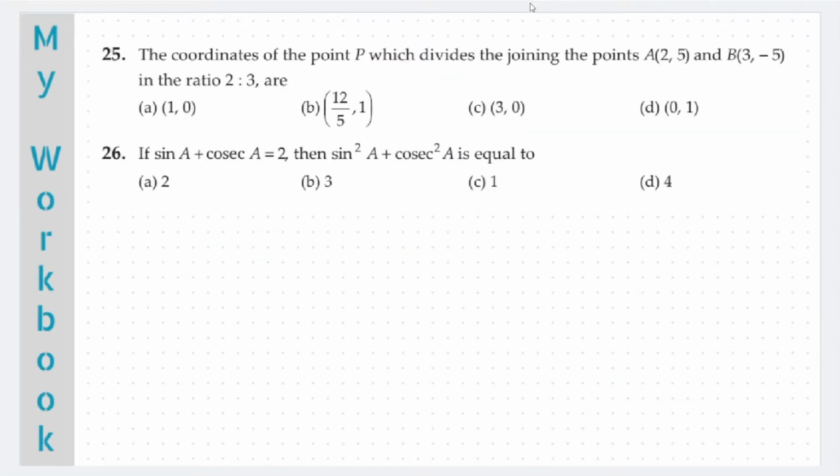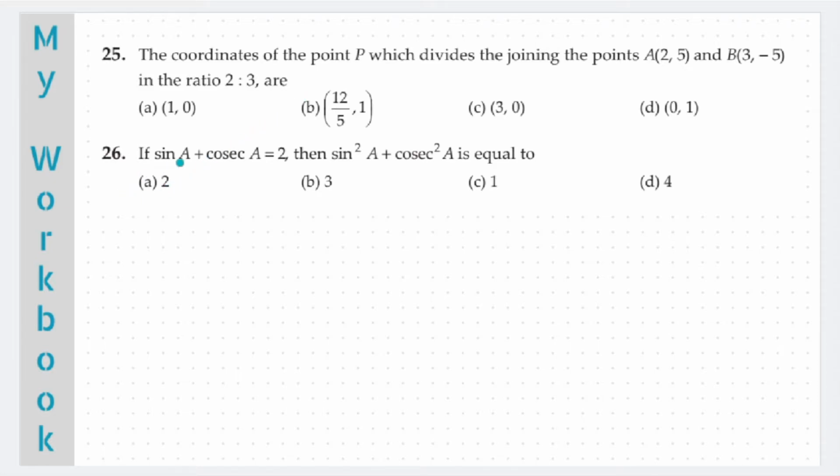25th question. The coordinates of the point P which divides the joining of points A 2, 5 and B 3, minus 5 in the ratio 2 is to 3 are. So there are 2 points and we need to find the point P coordinates which divides the line segment AB in the ratio 2 is to 3.